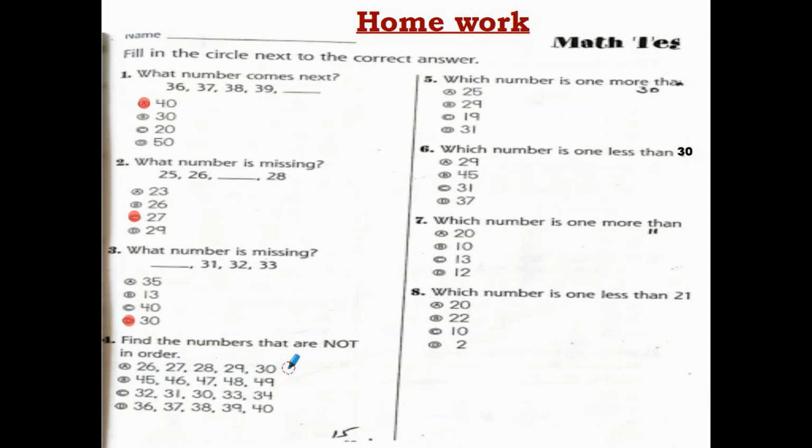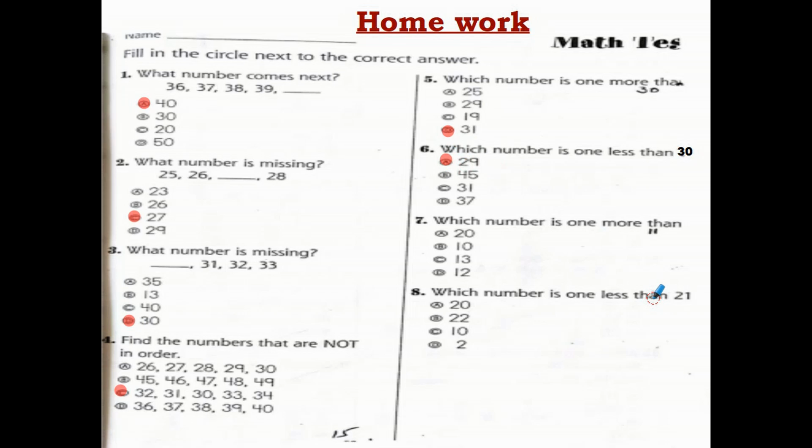The first one is correct. The second one is also correct. The third one is not. The D is correct. So the answer is C because it's not arranged correctly. Number 5, which number is 1 more than 13? When you say 1 more, you add 1 to this number. So 30 plus 1 will be 31. Clear? Which number is 1 less than 13? You subtract 1. In this case, 1 less means you minus 1 from this. So it will be 29.